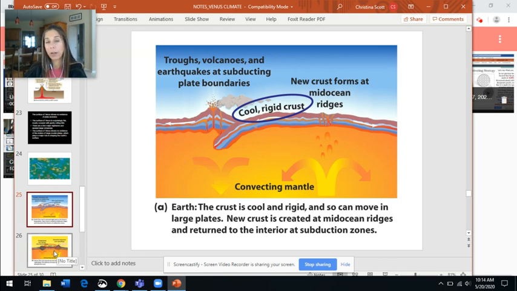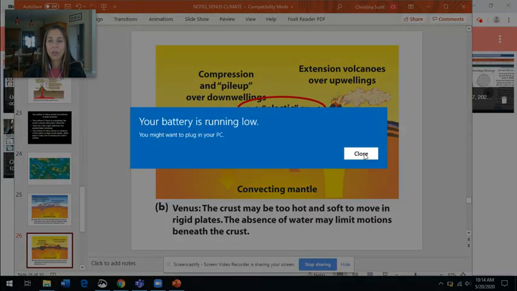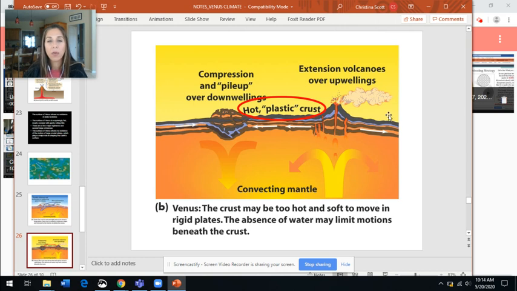But Venus, however, so you got something hot down here, you got something cool up here, so that allows movement. But it's hot all over on Venus. It's like the crust is too hot and too soft to move in rigid plates. The absence of water may limit motion.